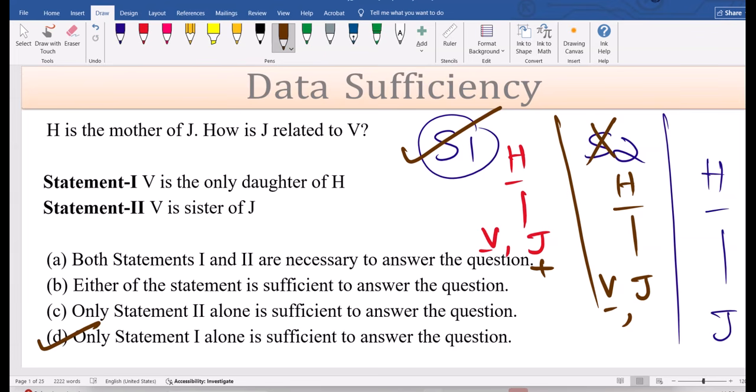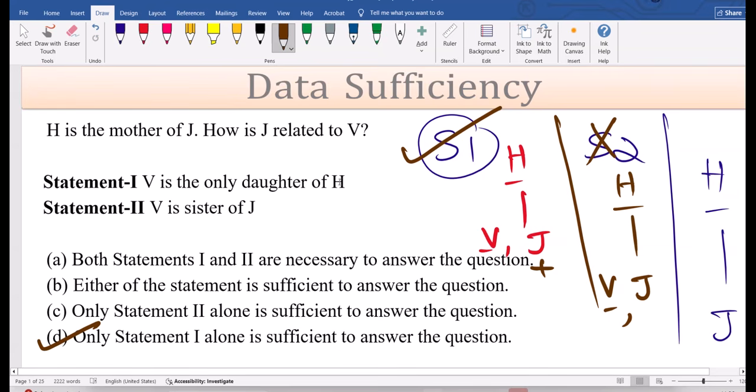In data sufficiency, generally we have to try 1 alone, then 2 alone. If not possible, only then go for together. Don't try together directly. When I try 1 alone, as per the question, H is mother of J, and V is the only daughter of H. So J must be a male person; J is brother of V is concluded with 1 alone. When I try 2 alone, it's not possible as J's gender is not obtained from that data. So statement 1 alone is sufficient to answer.